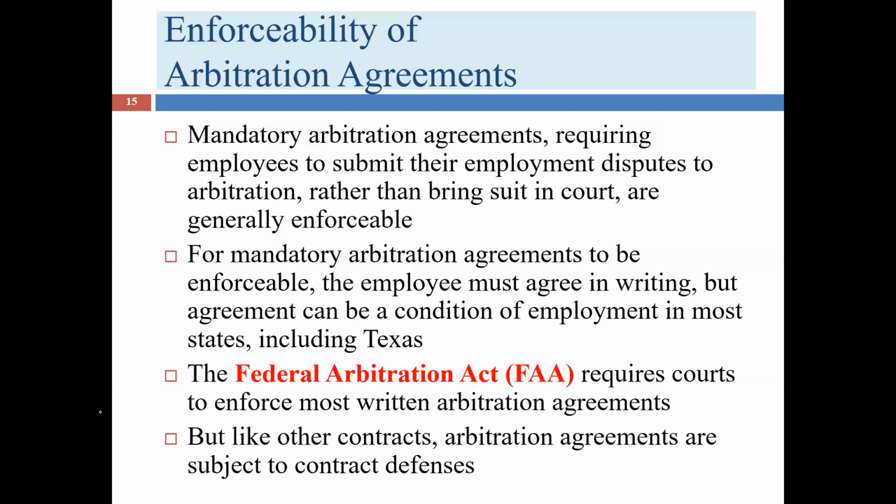The Federal Arbitration Act, the FAA, is a federal law that requires that in most circumstances, federal courts are going to have to enforce, in other words, comply with the terms of most written arbitration agreements. So that means that if the plaintiff and the defendant have an arbitration agreement and the plaintiff still files a lawsuit in federal court, and the defendant brings to the court's attention that there is this arbitration agreement, the court is going to have to dismiss the lawsuit and refer the dispute to the arbitrator.